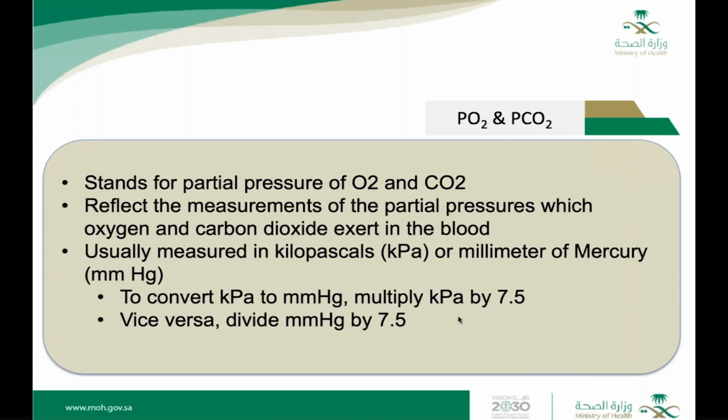The PO2 and PCO2. The PO2 represents the oxygenation, the partial pressure of oxygen, and PCO2 is the partial pressure of carbon dioxide. The result usually comes in different units such as kilopascals or millimeters of mercury. So if your machine is providing a unit of kilopascal and you want to convert it to millimeters of mercury, you have to multiply by 7.5, and versus if you got the results in millimeters of mercury and want to convert to kilopascal, you have to divide by 7.5.